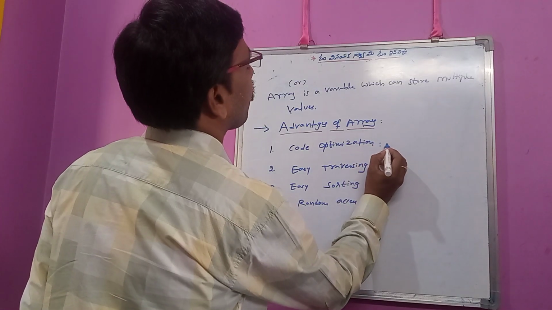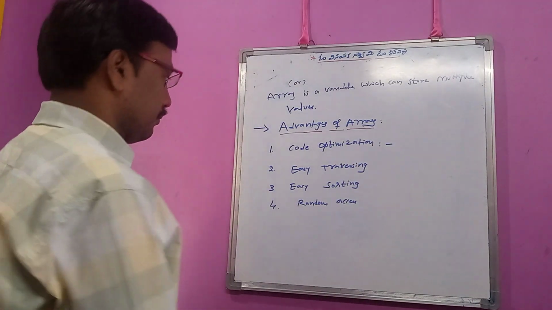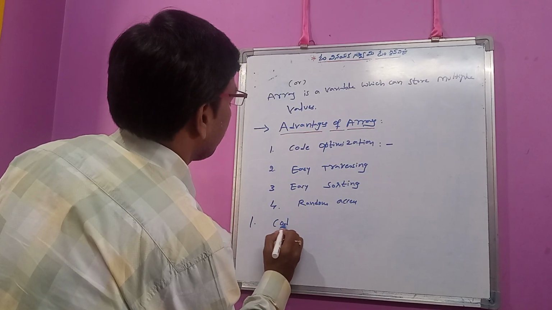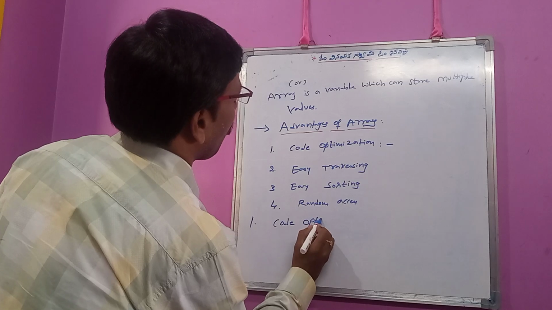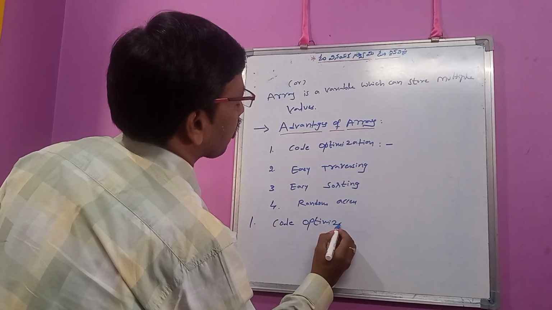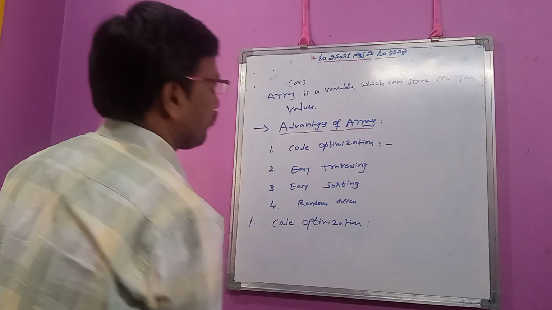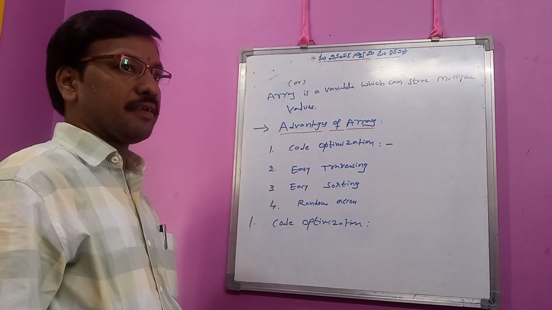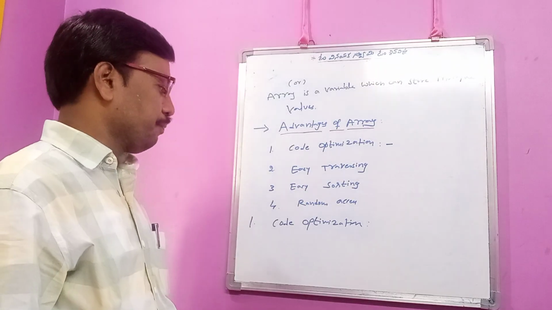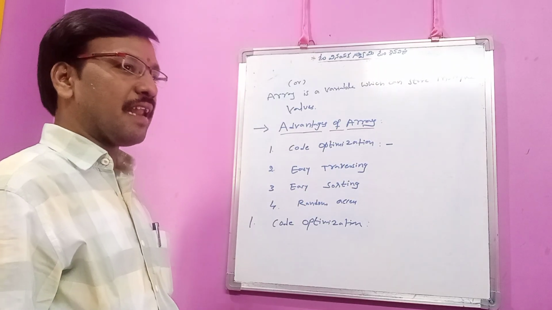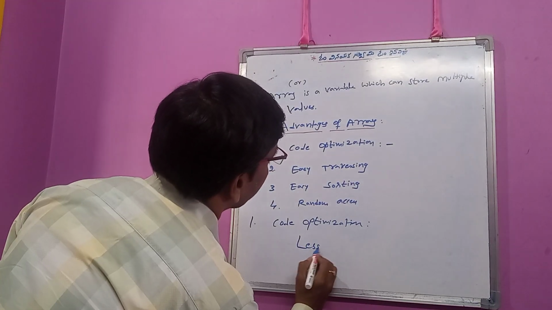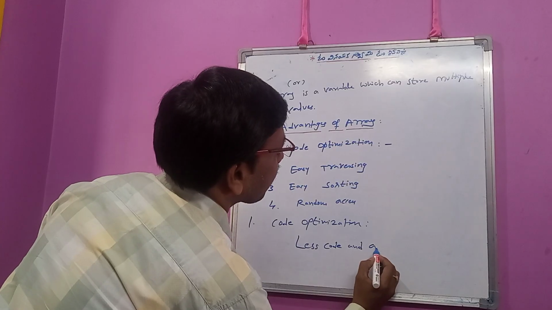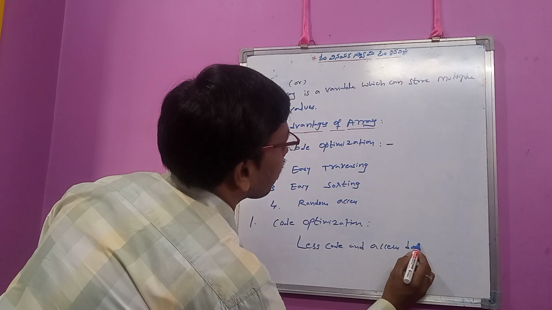Here you can see the first one. Let's discuss the first one, code optimization. Code optimization means we compress data for easy understanding. Code optimization means less code and access data easily.